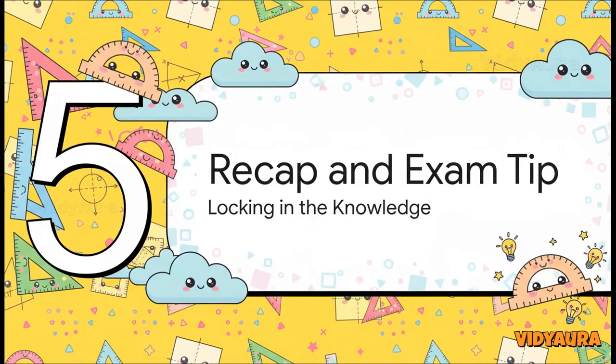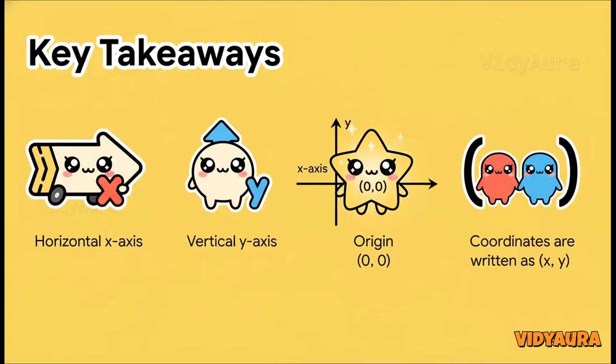Excellent work, everyone. You've just learned the basics of coordinate geometry. So let's do a super quick recap to lock in all the important stuff for your exams. Okay, here are the absolute must-knows. The horizontal line is the x-axis. The vertical line is the y-axis. The point where they cross is the origin. That's (0, 0). And most importantly, coordinates are always written x, y. The x always comes first.